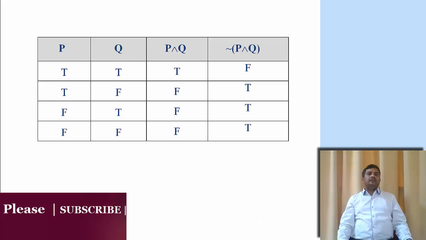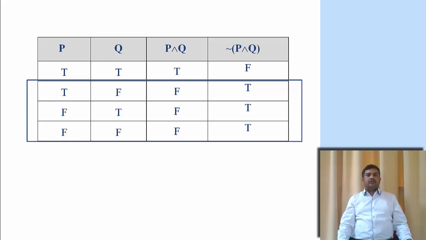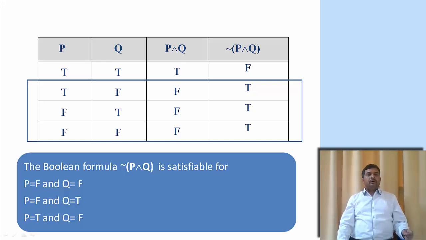Let us say a formula is given, that is negation of P and Q. For which combination of P and Q, negation of P and Q becomes true? So the combinations are these three sets. For these three sets of values, negation of P and Q becomes true. The Boolean formula negation of P and Q is satisfiable for P equal to false, Q equal to false, P equal to false, Q equal to true, and P equal to true, Q equal to false.